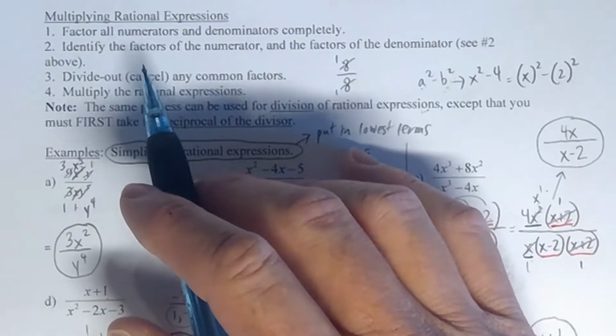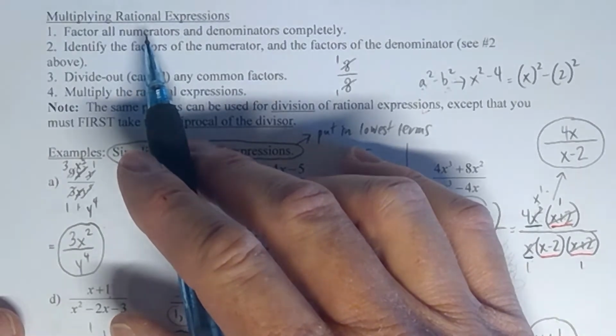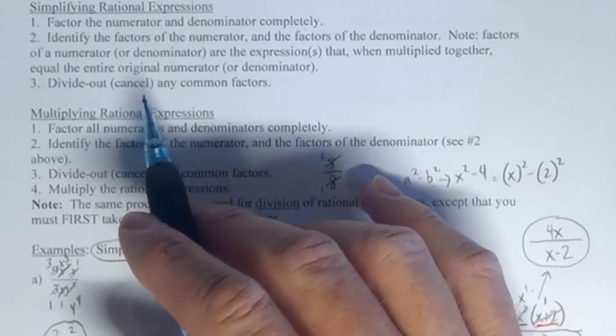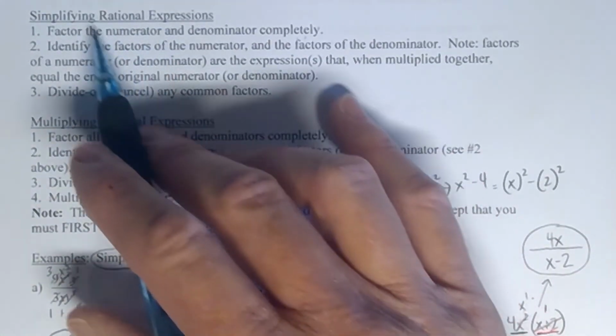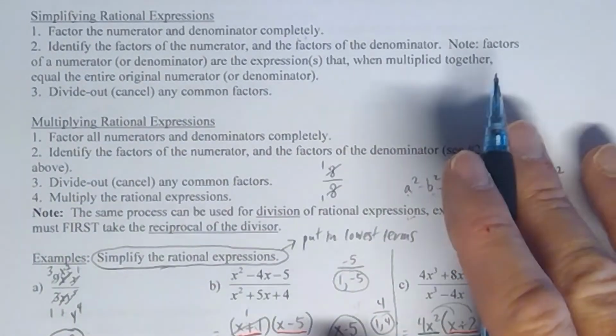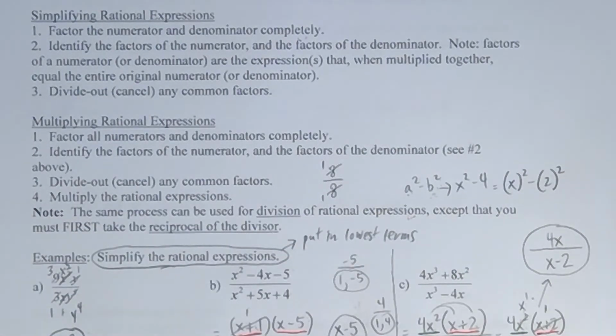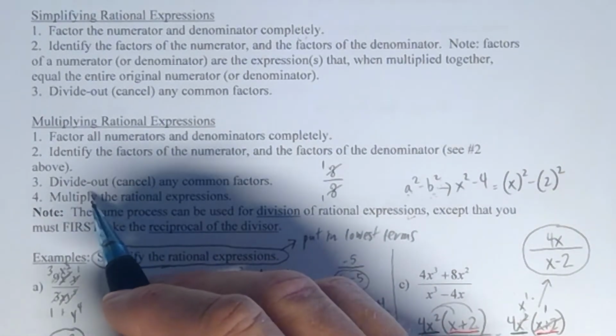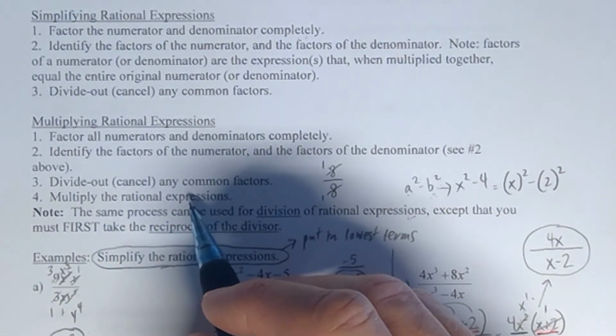I'll introduce the directions up here. Notice the first 3 steps are exactly the same steps as they are for simplifying, which is when we put it in lowest terms. Exactly the same steps. So we're going to do all the same things. It's just that we're not going to multiply till the end. So let's get to it here.